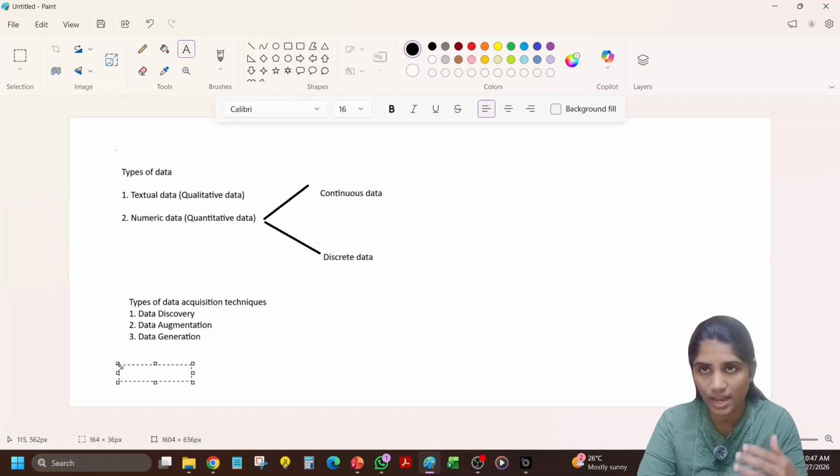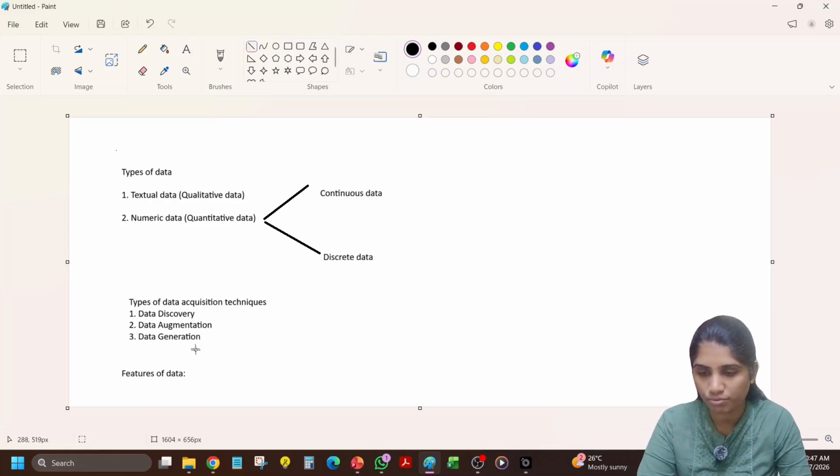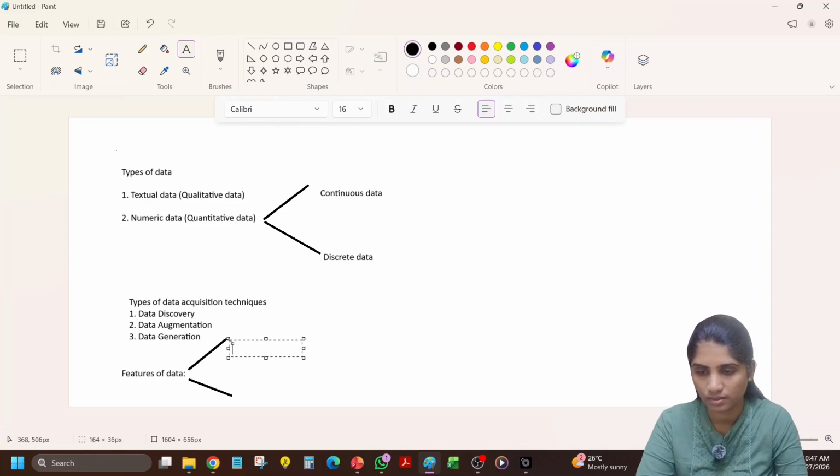Once we have a clear idea, then we'll see about features of data. Features of data will be discussed. There are two types in data features. I'll start with the independent feature, and the second one is the dependent feature.